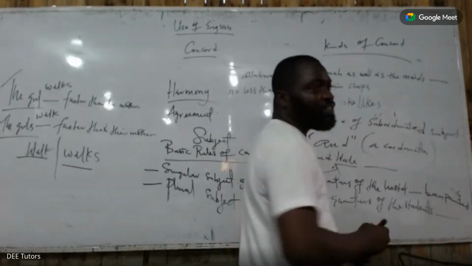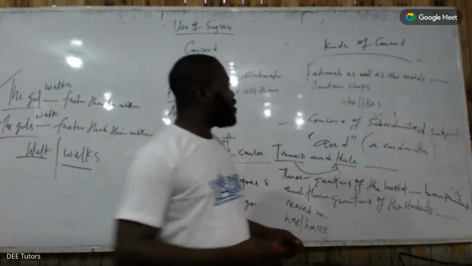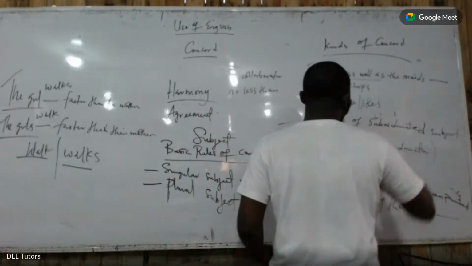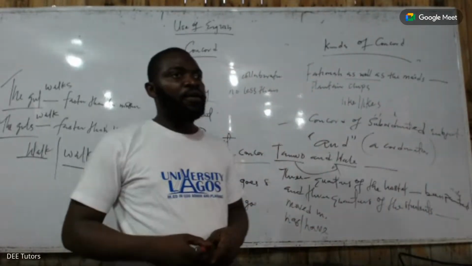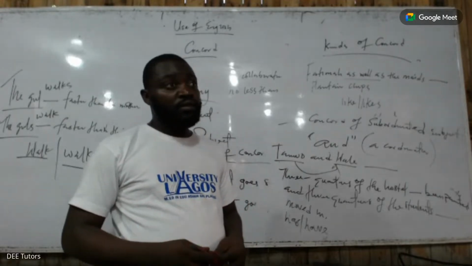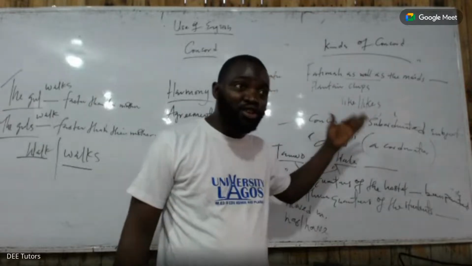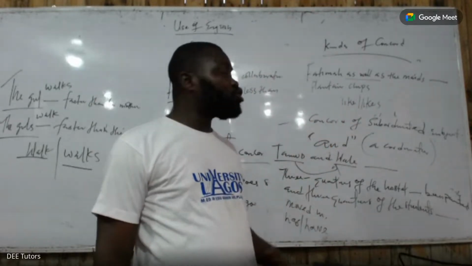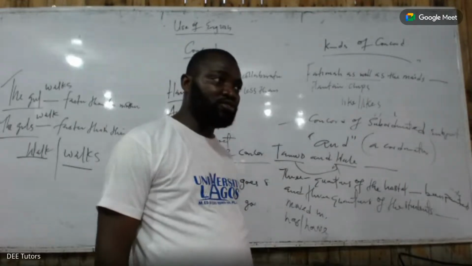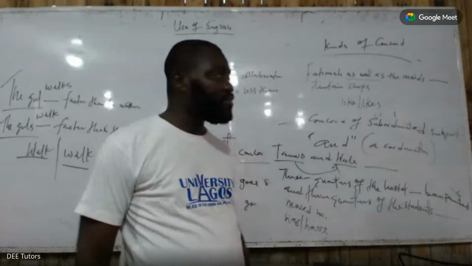Now, where is the subordinating conjunction? As well as. What does the law say? What determines the verb? The subject before the subordinating conjunction. Speak up now. So the subject that comes before the subordinating conjunction will determine the verb. So which one comes before the subordinating conjunction? Is Fatima singular or plural?